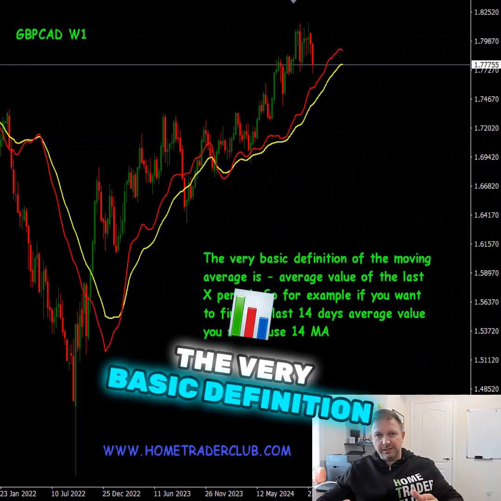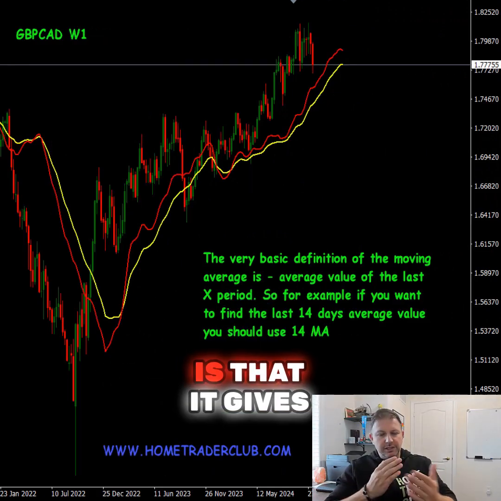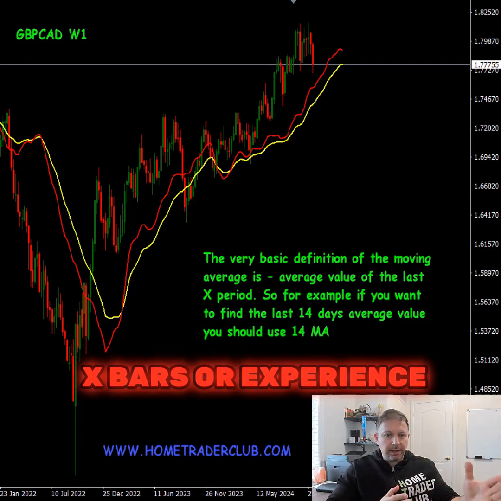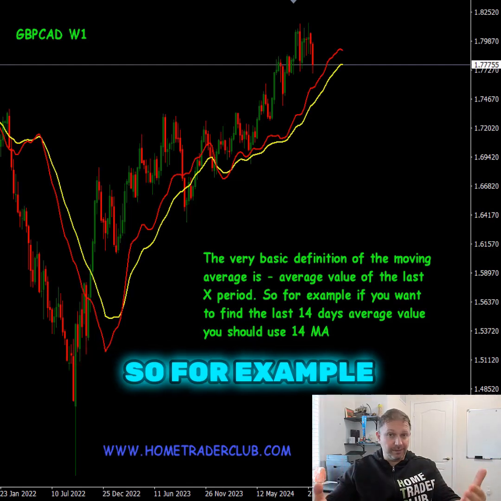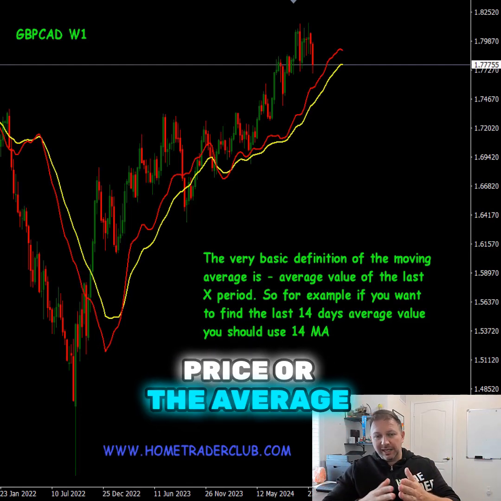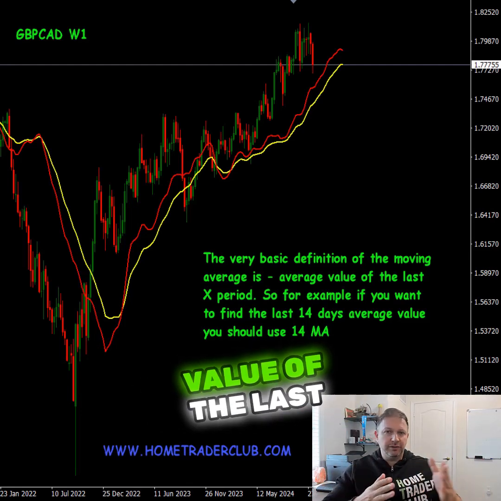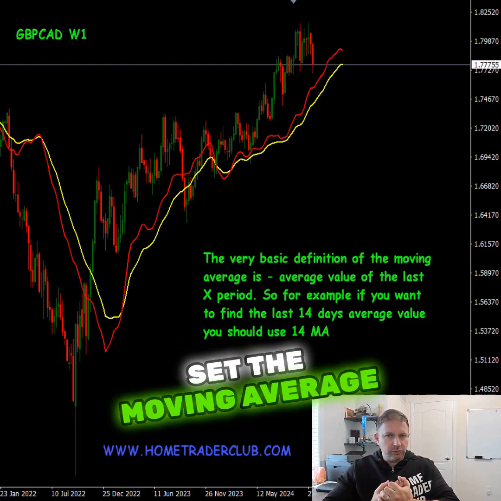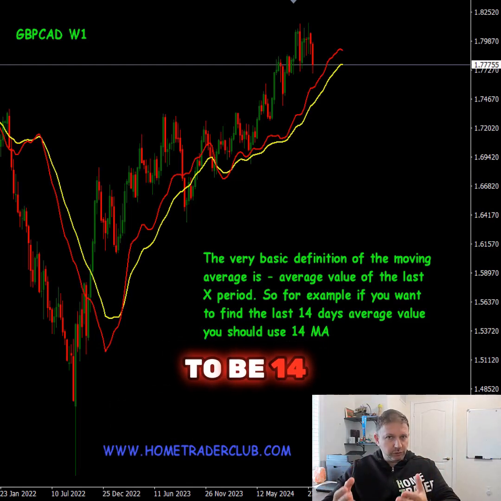The very basic definition of the moving average is that it gives you the average of the last X bars or X periods. So for example, if you want to know the average price or the average value of the last 14 bars, you need to set the moving average to be 14.